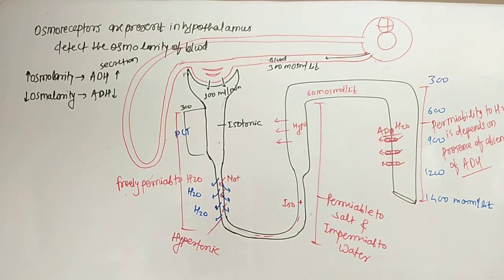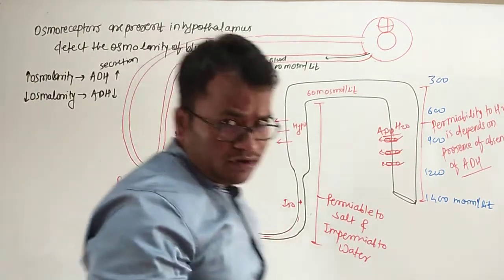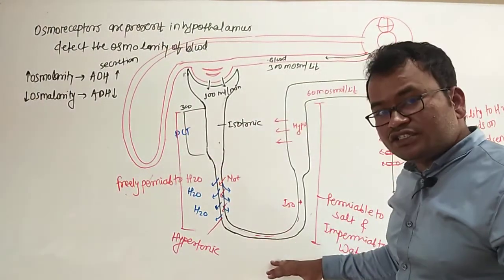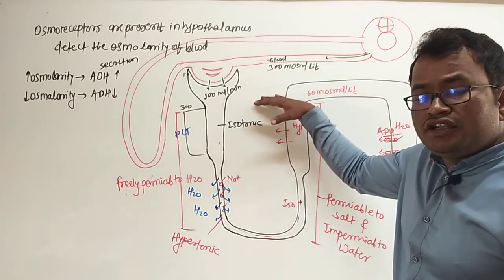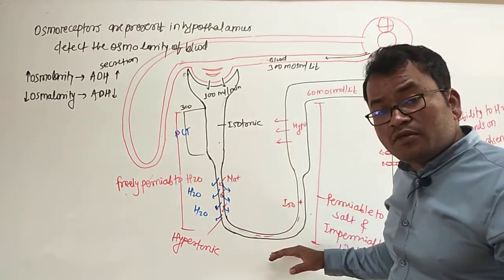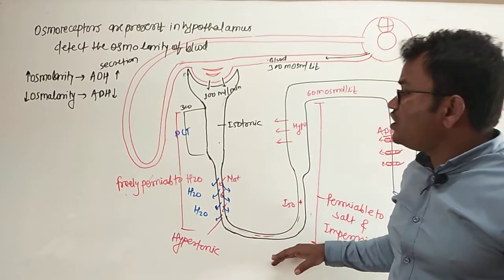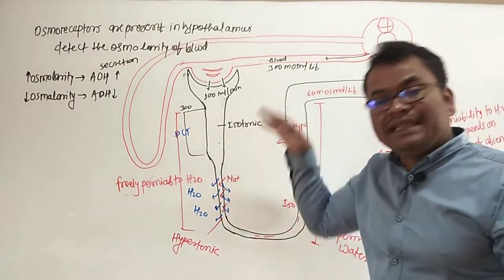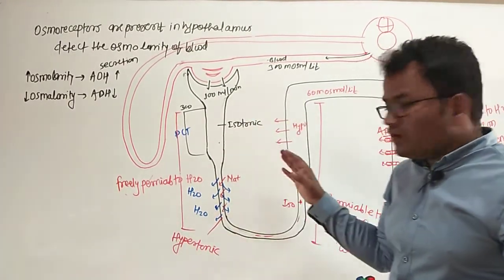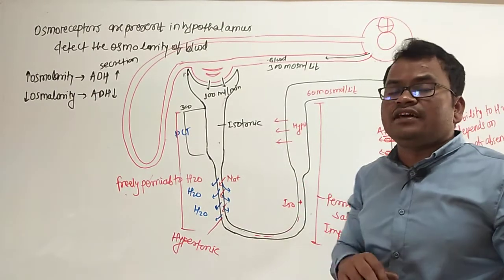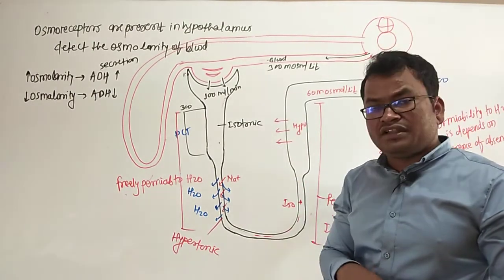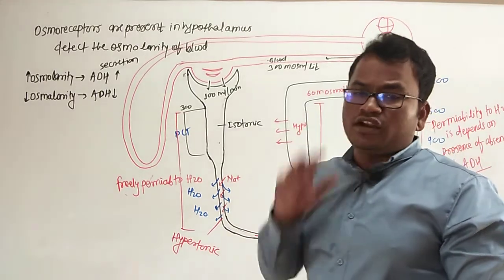Okay, this is about the basic points. Got it? This is the medullary interstitium, this is the cortical interstitium. In the medullary interstitium, osmolarity is high; in the cortical interstitium, osmolarity is less. Got it? So if this point is clear, then we go into the next point.